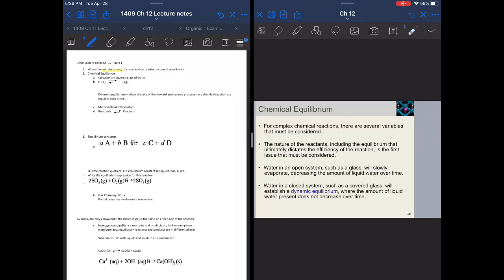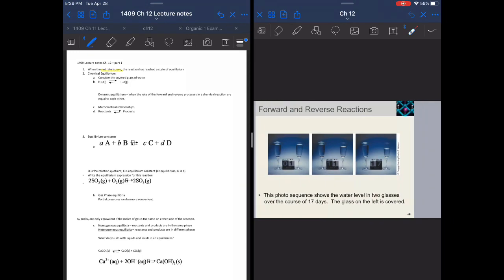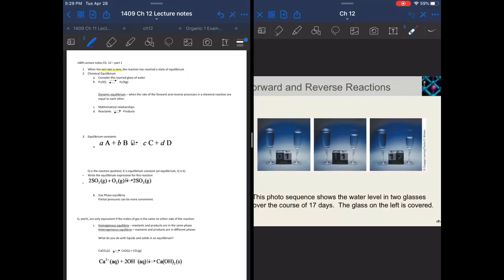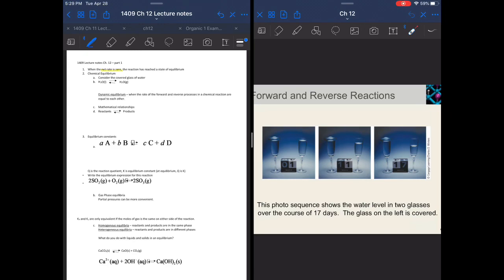To start off with something a little bit simple to study what a dynamic equilibrium looks like, think about these glasses filled with water. On the left in each picture, you have a glass that has a cover on it, and you see that the level of water stays the same, as you might expect. Then on the right, you have your uncovered glass, and over time, that water is evaporating. So this shows us that water sitting out at room temperature is evaporating.